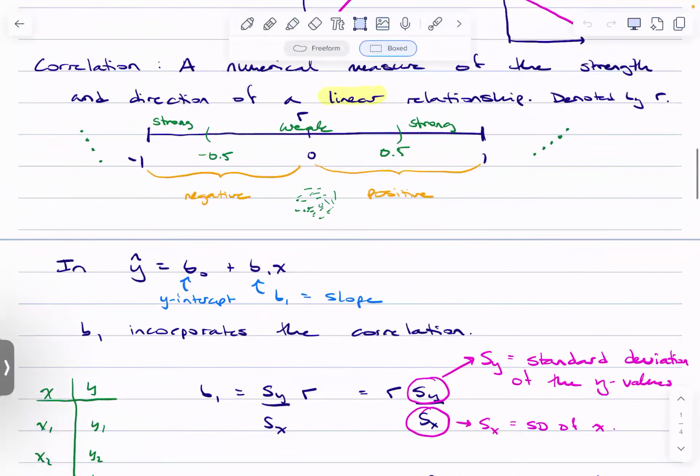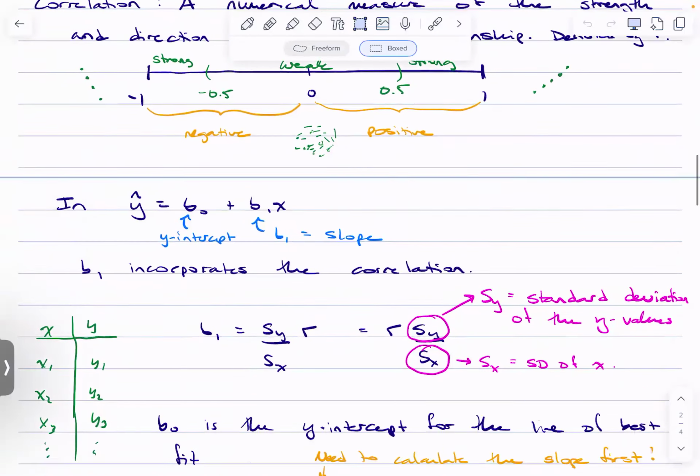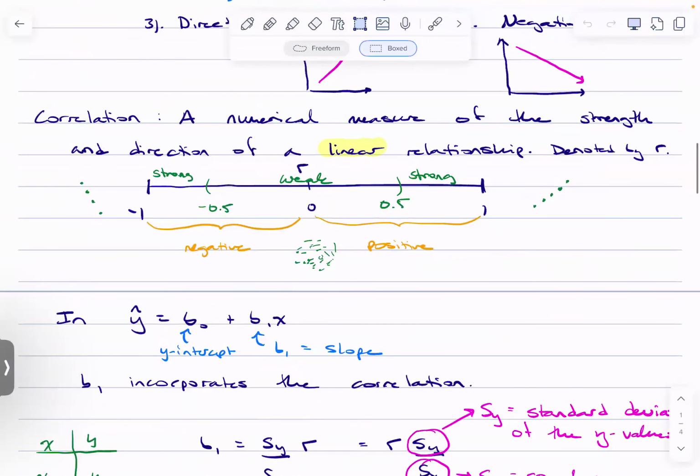Where did I talk about the correlation? Oh, it's been a long time. The correlation, where can I sneak it in here?